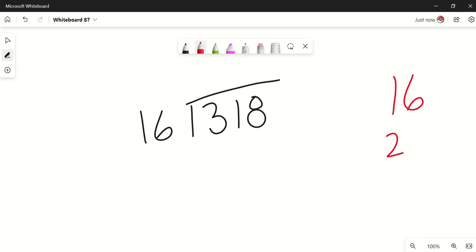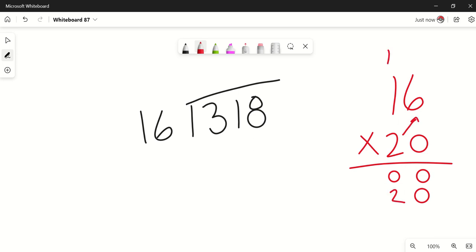I'm going to put the 20 down because I like multiplying by the zeros, and it's going to be easier for me. If you wanted to put the 20 on top and multiply by the 6s, be my guest. But 0 times 6 will be 0. 0 times 1 will be 0. Placeholder 0. 2 times 6 now will be 12. Carry the 1. And then 2 times 1 will be 2, plus the 1 will be 3. So I am still over. This was guessing and checking. 16 times 20 gets me over, so now I know that it's going to be 16 times 19.